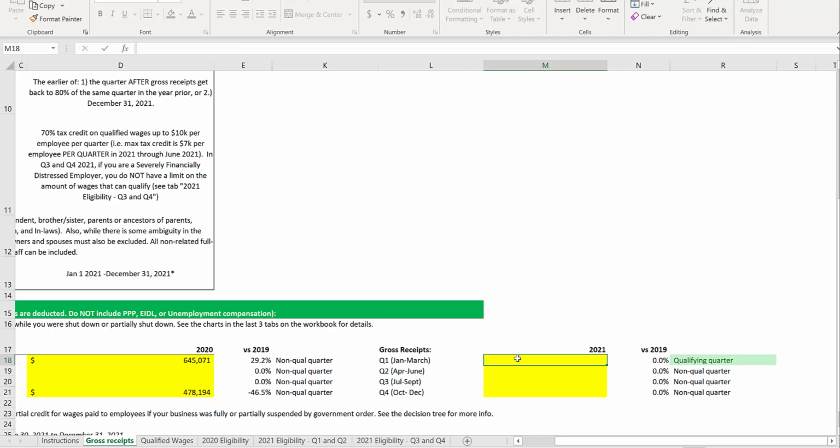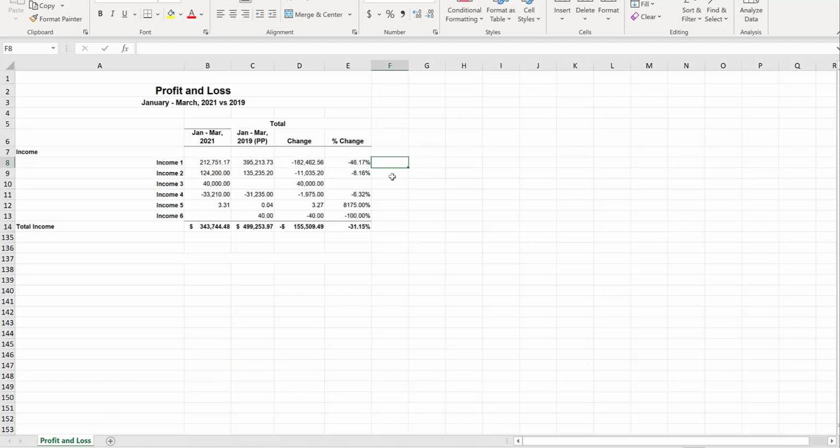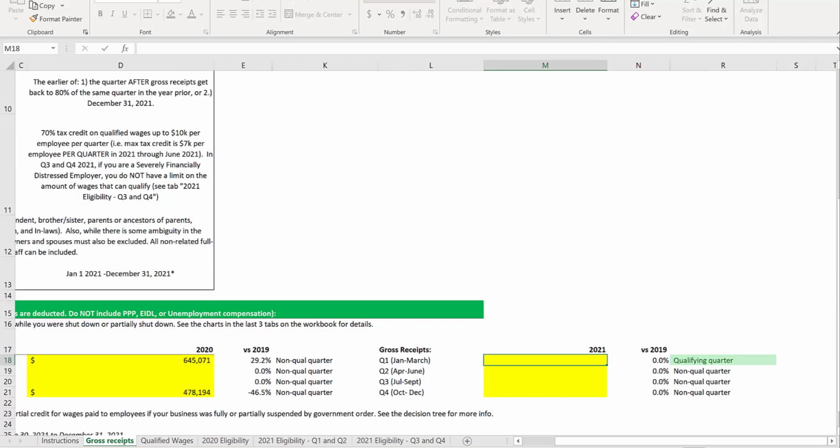Okay, but I'm just going to type in the number here because I did pull this report from QuickBooks. I pulled the Q1 2021 gross receipts so we can do a comparison there. And this is what that report looks like. So we actually had a 31% decline in that quarter. So I'm going to type in this number here, 343,744.